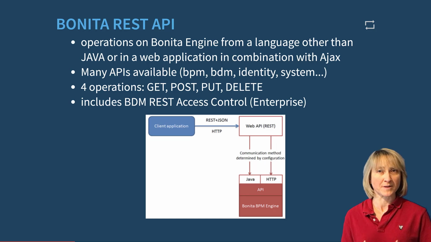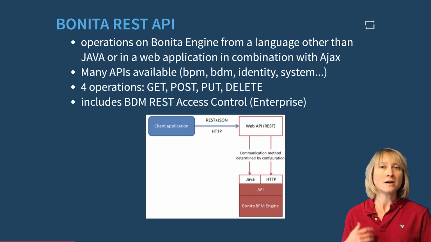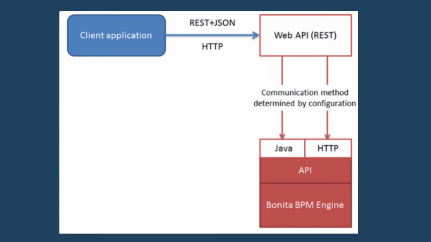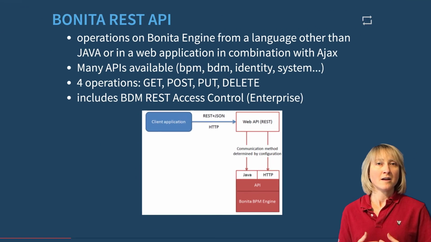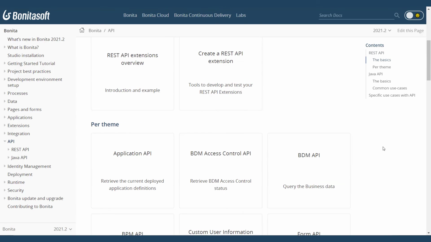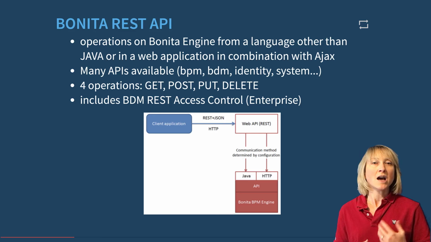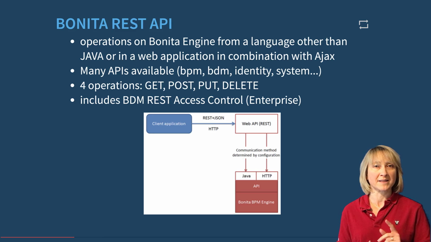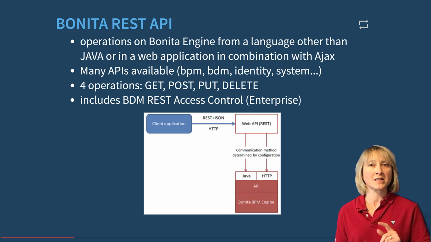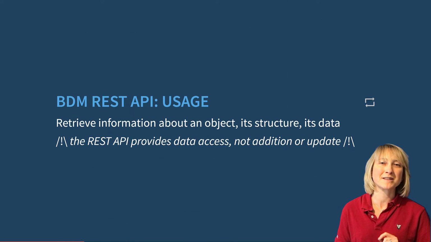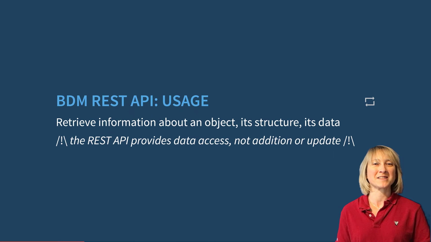Bonita Engine remains responsible for executing the workflow logic, connectors, gateways with conditions, messages, timers, etc., while your application gives the access to the workflow. The REST API lets you access the data with HTTP requests. Many APIs are available to help manage this communication: BPM, BDM, identity, system, etc. Enterprise Edition includes the BDM REST access control in the BDM API, which is useful to manage precisely profiles and BDM accesses. And as we talk about the BDM API, let's focus on its usage.